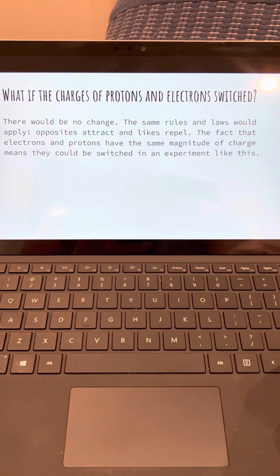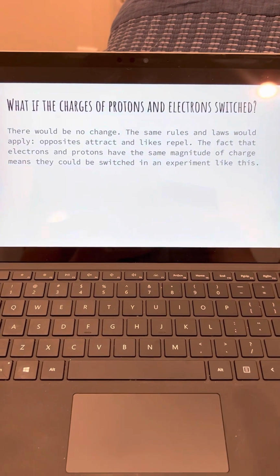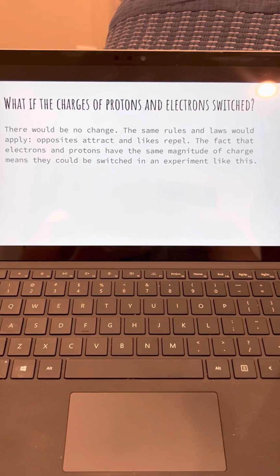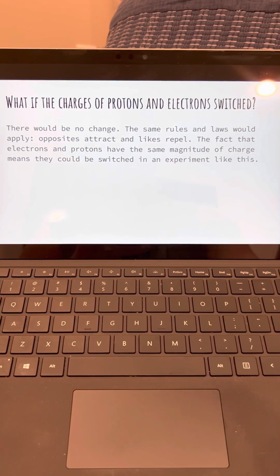The other question is what if protons and electrons are switched in this experiment? There would be no difference since the same rules would apply, and protons and electrons have the same magnitude of charge.